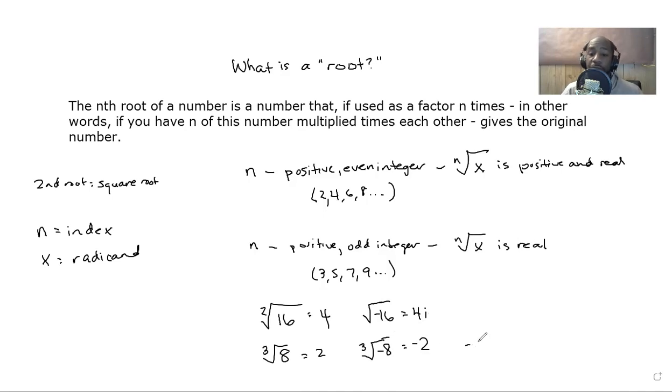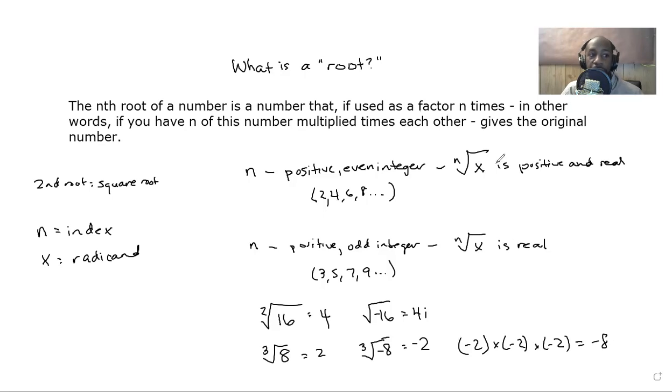Why? Because negative 2 times negative 2 times negative 2 will still give you negative 8, because negative 2 times negative 2 is positive 4, times negative 2 is negative 8. So again, that's the illustration of this right here. If n is positive and odd, that means that the answer to this is going to be real. Okay. But here, if n is positive and even, 2, 4, 6, 8, 10, 12, then we know that the answer is going to be positive and real.